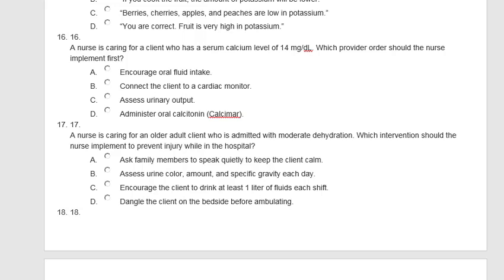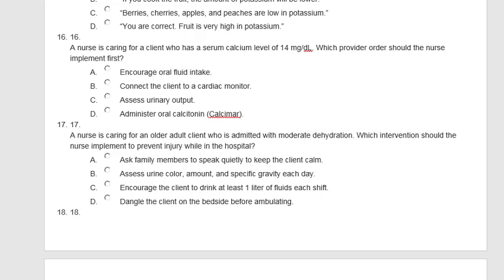17. A nurse caring for an older client who's admitted with moderate dehydration. Which intervention should the nurse implement to prevent injury while in the hospital? Okay, so we have somebody who's dehydrated and we want to prevent them from injury. How are they going to injure themselves? They're most likely at a fall risk because of dizziness and lightheadedness. So let's see what the answer is here.